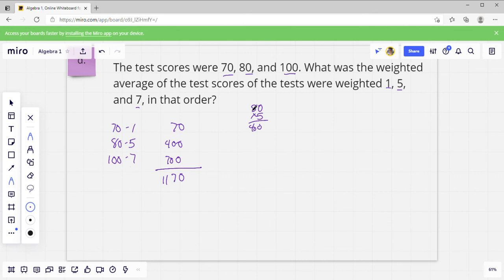All right, and then we're going to divide by the number of numbers. So how many numbers did we have? Well, we had 70 once, we had 80 five times, and we had 100 seven times. So it would be 7 plus 5 plus 1, which would be 13. So we're going to divide by 13. Okay, so really what this looks like is 70 plus 80 times 5 plus 100 times 7 divided by 13. Okay, and that would be 1170 divided by 13.